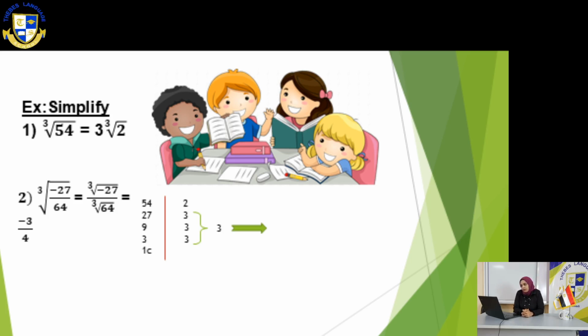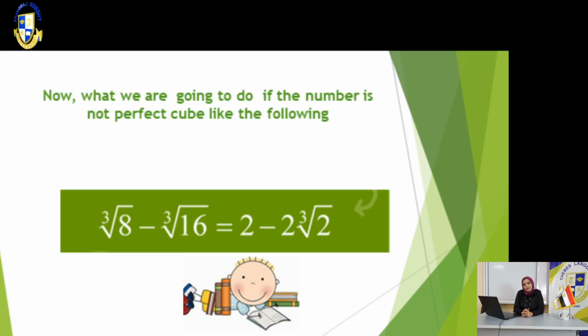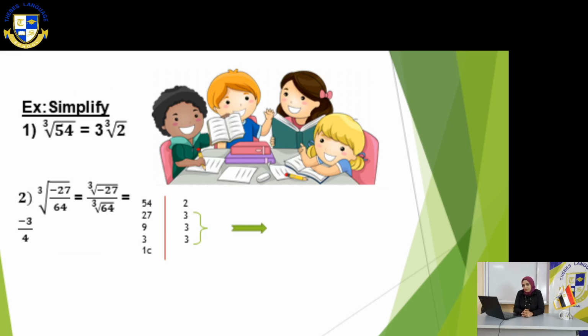The next one, cubic root of 2 over 5 multiplied by cubic root of 4 over 25. We will multiply the numerators together and the denominators together. 2 by 4 equals 8. 5 by 25 equals 125. The cubic root of 8 over 125 equals 2 over 5.